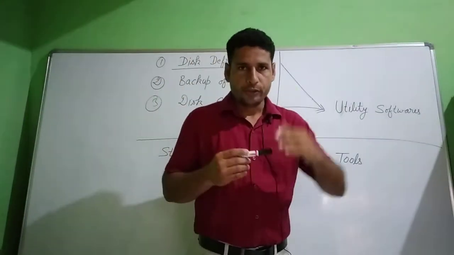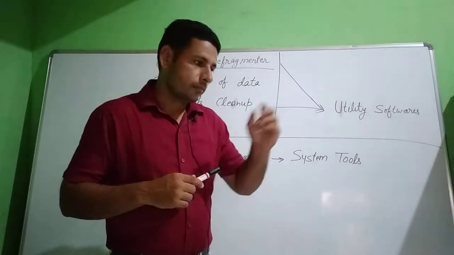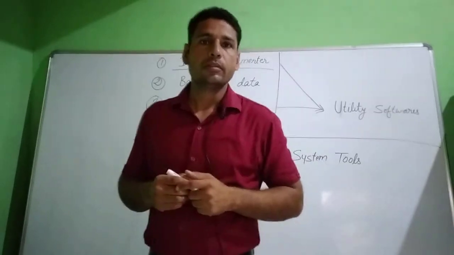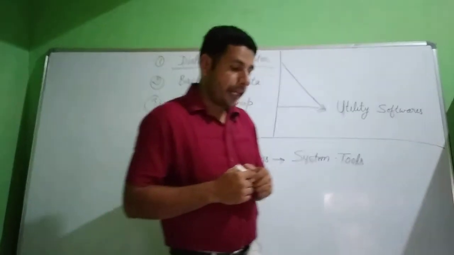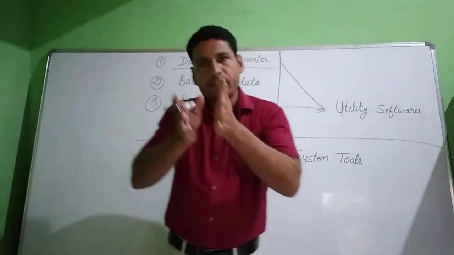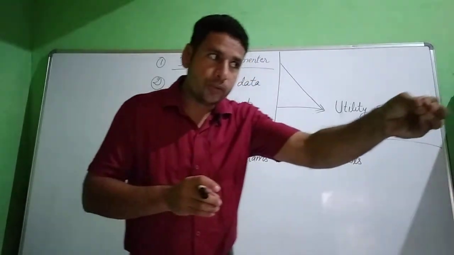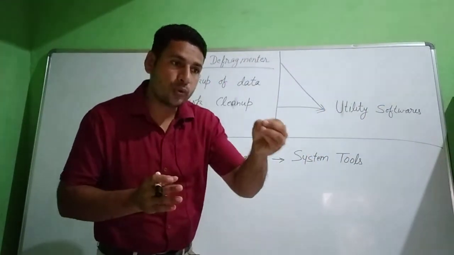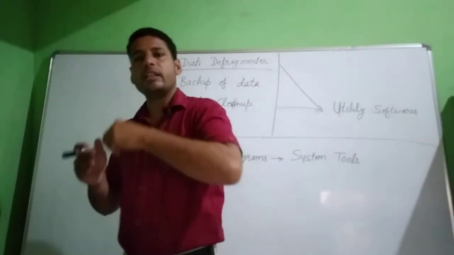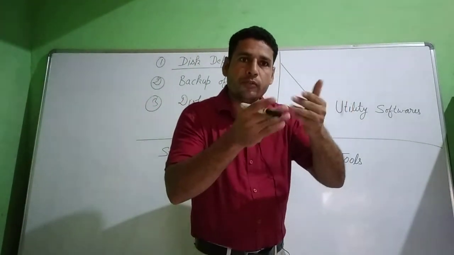Suppose you save a file in your computer. You save another file in your computer. You save another file in your computer. Clear? And you have deleted a file. When you save a file in your computer, that file is stored in a location in your computer, and when you delete that file from your computer, that space will be blank.